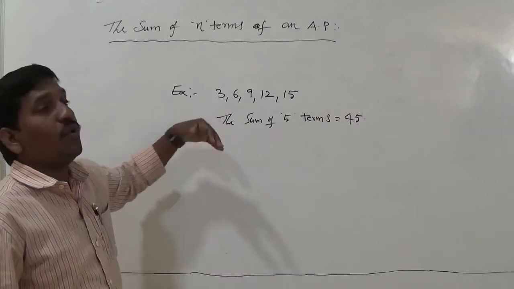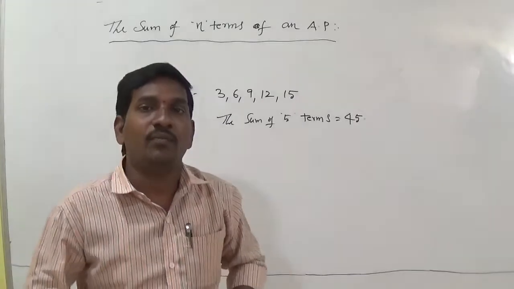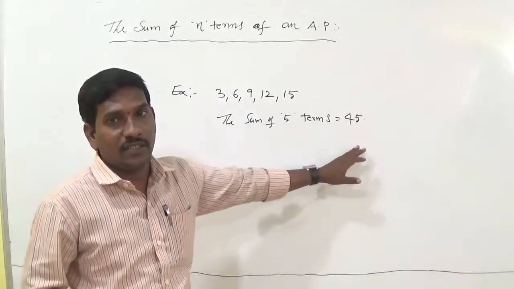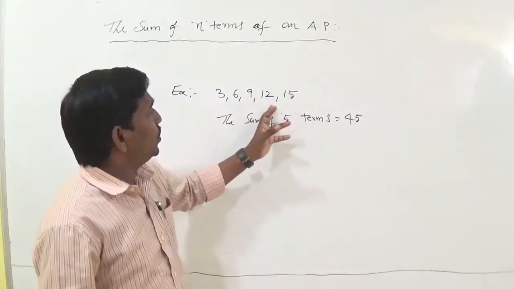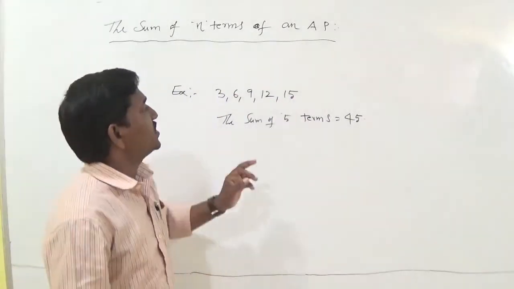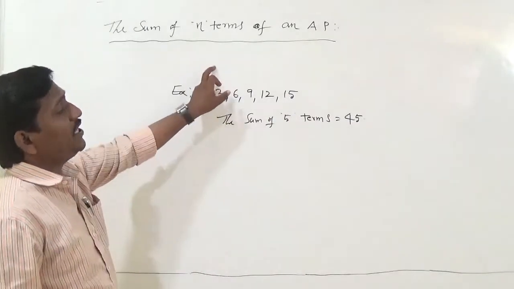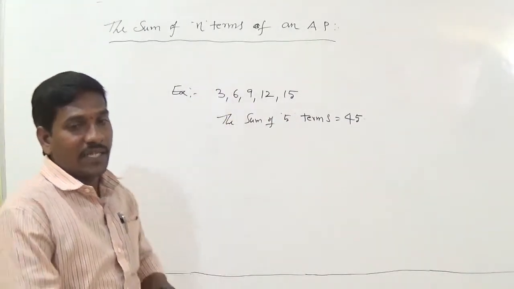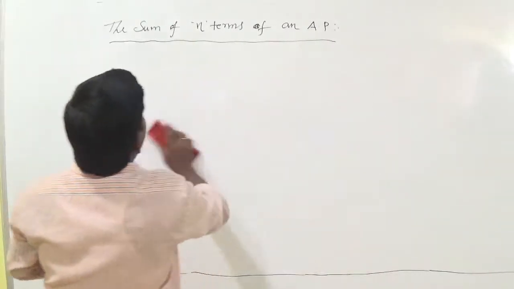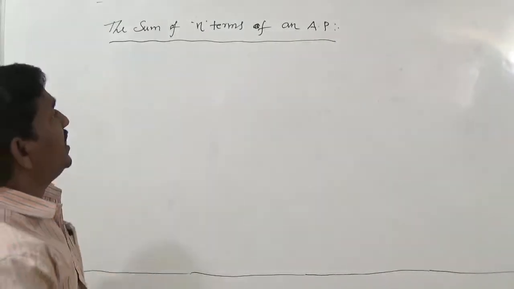If there are more terms, more than 10, more than 100, more than 1000, it is a very big task to calculate like this orally, and in some situations negative terms are also there. So for that we can find one formula to calculate easily the sum of n terms of an AP, that means arithmetic progression.